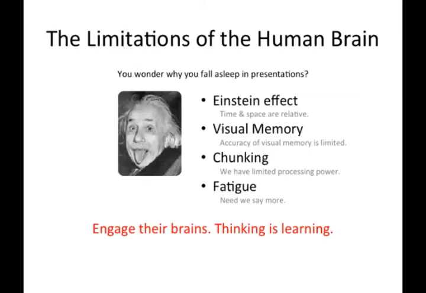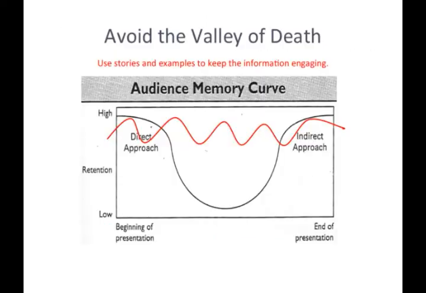We all know that to make your presentation successful, you have to get someone's attention. Space-time perception is different for everybody. Our visual memory is faulty, and we can only digest certain amounts of information at a time before we have overload, fatigue, and stress. So to engage people's brains, to get them to think and to learn, you, one, need to know your enemy, two, need to choose the correct information and evidence to include in your message, and three, plan your attack appropriately. And this includes avoiding the valley of death.